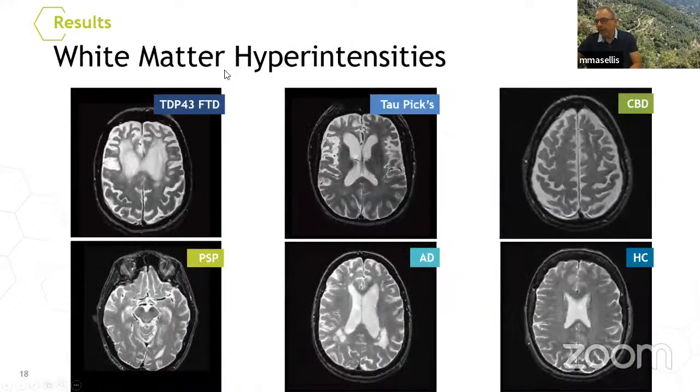When we look at white matter hyperintensities, these are just a couple of the representative case examples. So this is a T2-weighted MRI. You can see that the TDP43 had a lot of white matter disease in the periventricular white matter, mainly in the frontal regions. The tau Pick's didn't have that much. The CBD cases didn't have that much. The PSP had an intermediate degree. The Alzheimer's disease had more posterior burden of white matter hyperintensities, and the healthy controls had kind of a mixture as well.